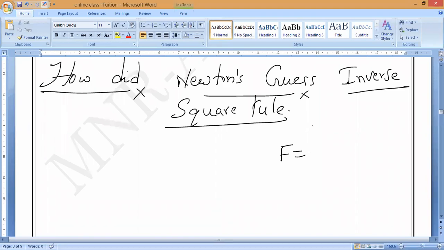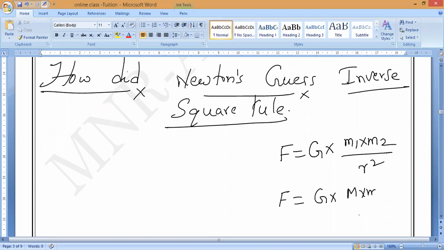Please respond to me. G into M1 into M2 divided by R square. We can also say F is equal to G into capital M into small m divided by R square.